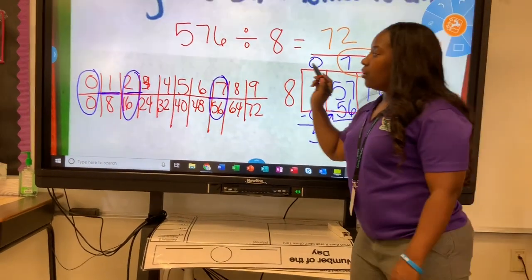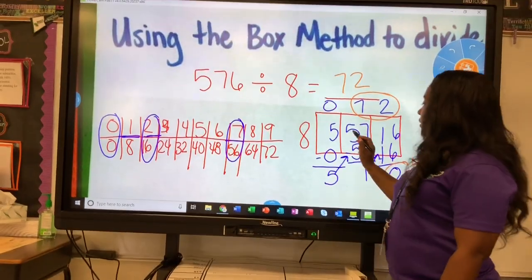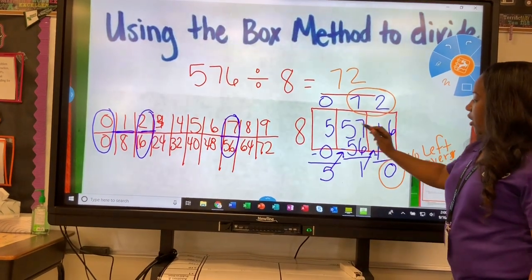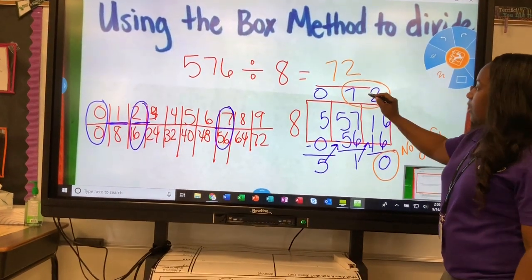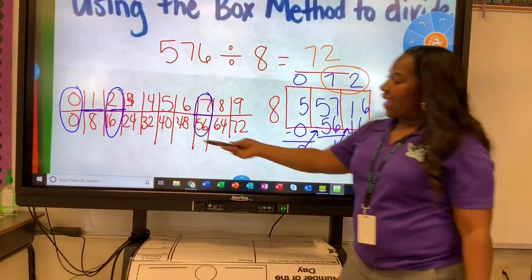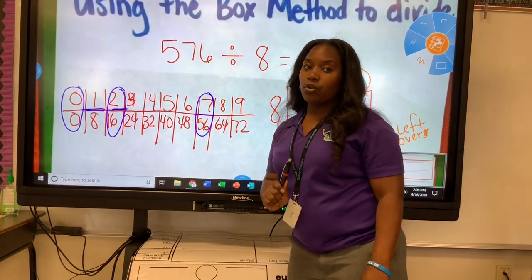All right, so know your multiples and set up your box. Remember to subtract carefully. Slow it down here. Last, circle your quotient, and you're done. 8s were easy because it's on your multiplication chart, but I believe you're going to have 23s.